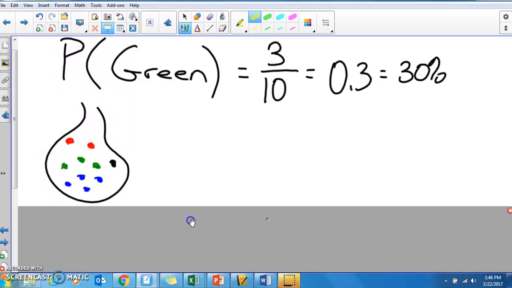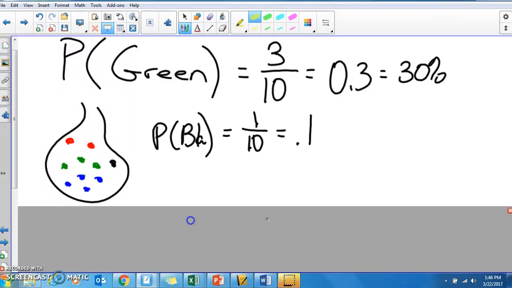Okay? So I want to know the probability of selecting the black marble. We have 1 black marble. We have a total of 10. So my probability is 1/10. As a decimal, that would be 0.1. And as a percent, that would be 10%, because I've moved that decimal 2 places, you add a 0.